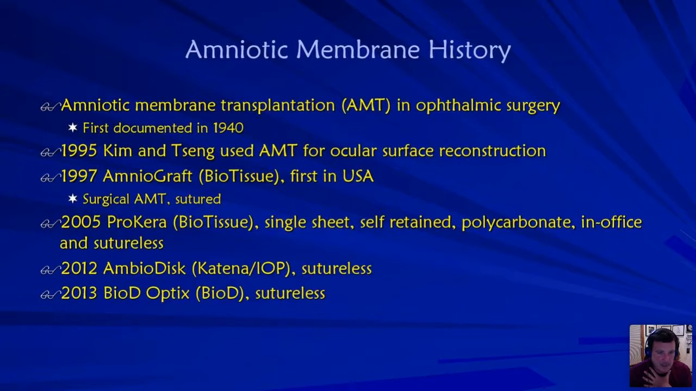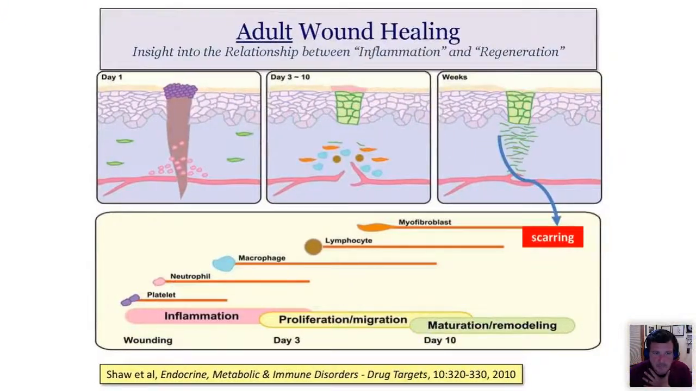Dr. Sang and Kim was using it for ocular surface reconstruction all the way back in 1995. But it's right here in 2005 that we see the single sheet retained polycarbonate in office and sutureless. 1995 is when it was for ocular surface reconstruction, but the sutureless in office really kicked in 2005. So for 15 years, and you can see around 2012 is whenever the dehydrated entered the market.